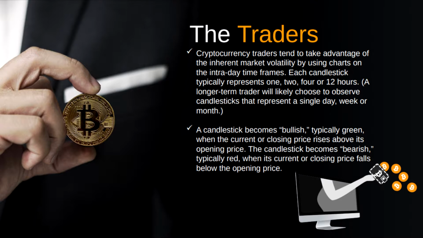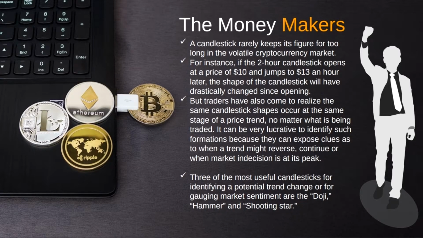A candlestick becomes bullish, typically green, when the current or closing price rises above its opening price. The candlestick becomes bearish, typically red, when its current or closing price falls below the opening price. A candlestick rarely keeps its figure for too long in the volatile cryptocurrency market. For instance, if the 2-hour candlestick opens at a price of $10 and jumps to $13 an hour later, the shape of the candlestick will have dramatically changed since opening. But traders have also come to realize that the same candlestick shapes occur at the same stage of a price trend, no matter what is being traded.